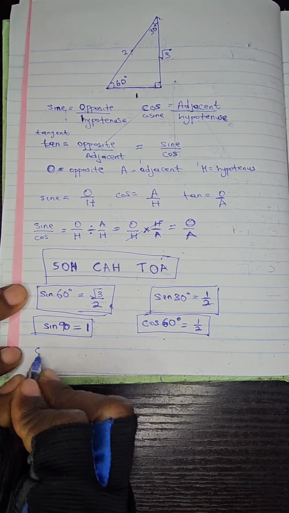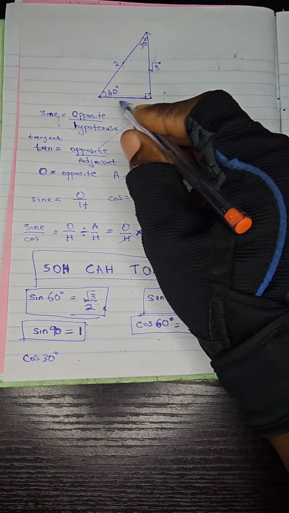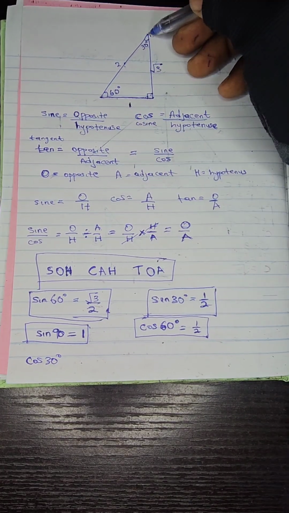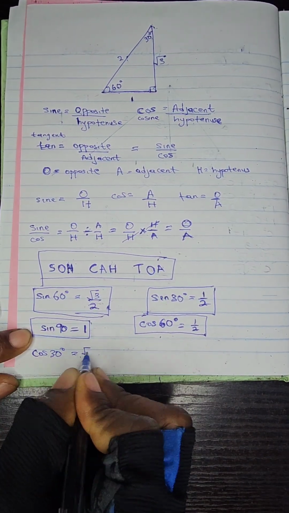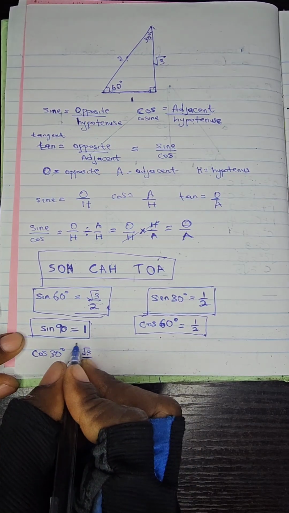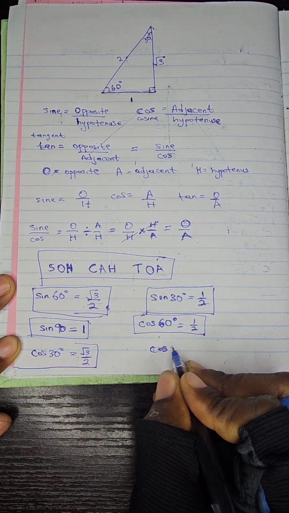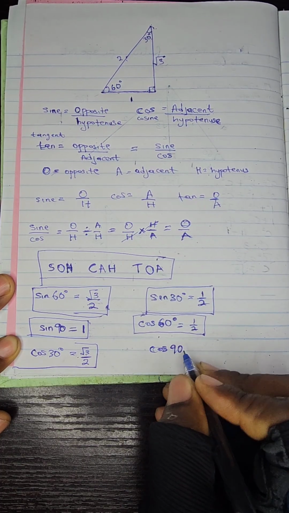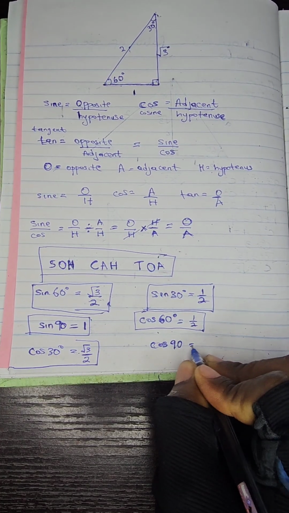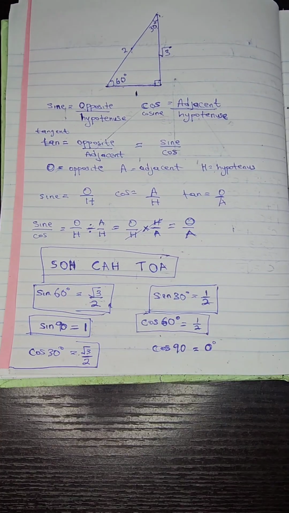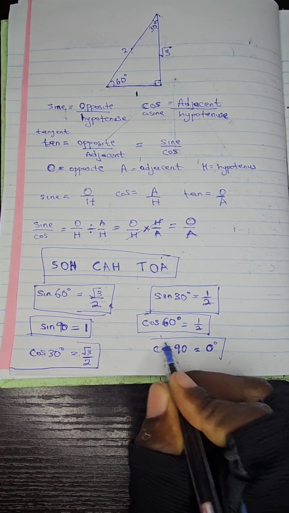The next is cos 30. Now this is 30. For those that will say, why are you not using 1 here? 1 is opposite to 30. So the adjacent is root 3 over hypotenuse, which is root 3 over 2. Take note of this. The next is cos 90, I mean to say. So cos 90 is 0 degrees, or just 0. So just note that cos 90 is 0.